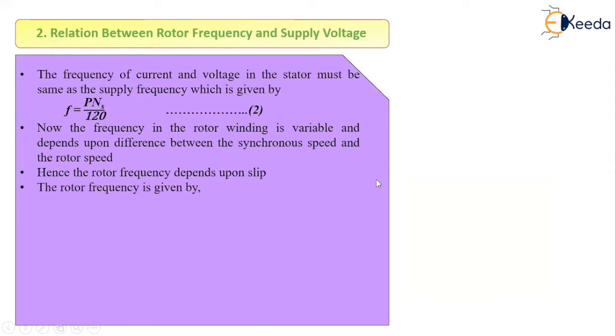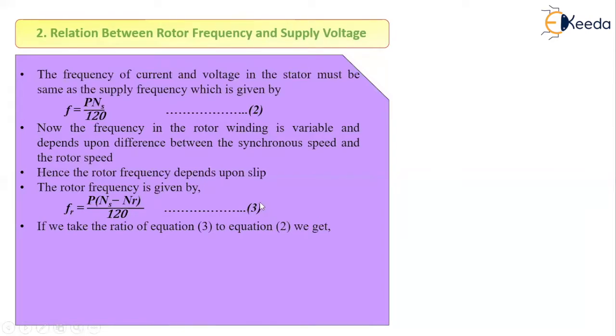So our rotor frequency will highly depend upon this slip. We can write the formula for the rotor frequency as Fr, where R denotes the rotor. Fr = P (Ns - Nr)/120. Here we have just modified equation 2. Nr represents the rotor speed. We have considered the difference between the synchronous speed and the rotor speed, which is the slip speed. Let it be equation number 3.